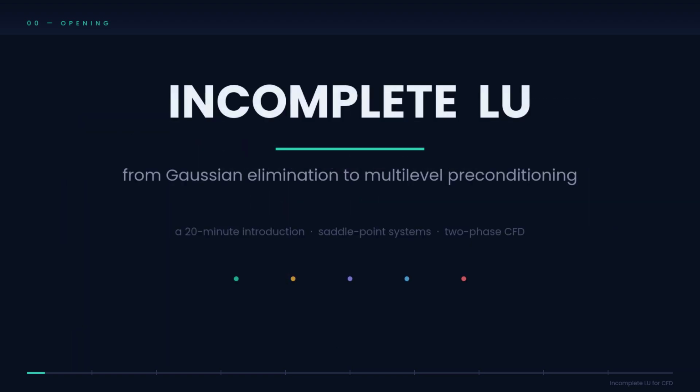We will start from ordinary Gaussian elimination, and we will finish at a multi-level method robust enough for two-phase flow, where a sharp interface can push a pivot to the edge of singularity. Every plot you will see comes from code that was actually run, not from a sketch.